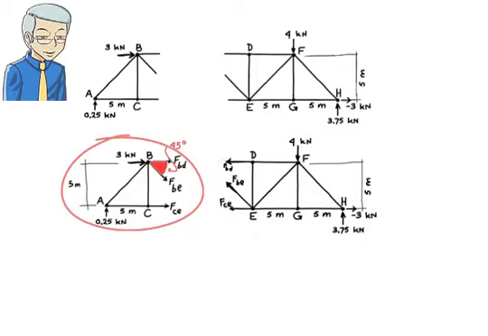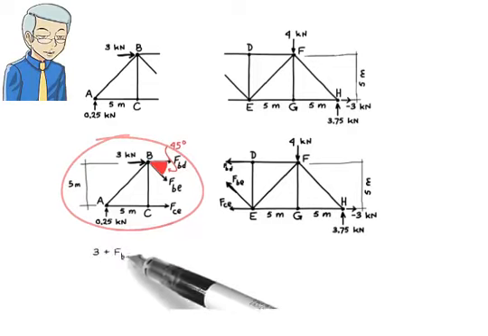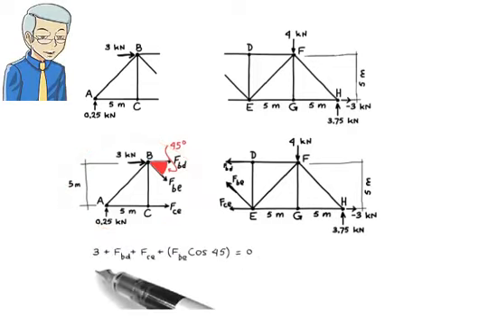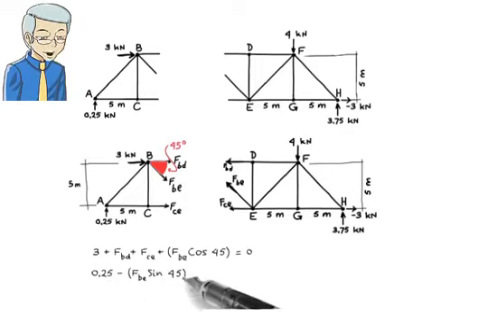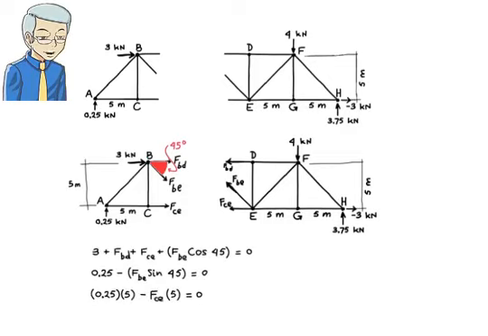Here are the three equilibrium equations. Summing the forces in the x direction, we have 3 + FBD + FCE + FBE cos 45 = 0. Summing the forces in the y direction, we have 0.25 - FBE sin 45 = 0. Summing the moments about point B, assuming clockwise direction is positive, we have 0.25 × 5 - FCE × 5 = 0.